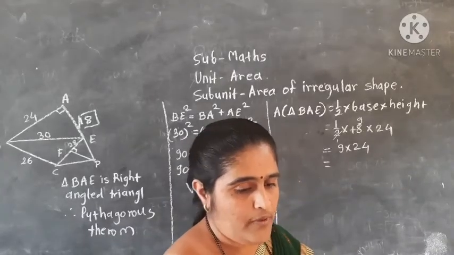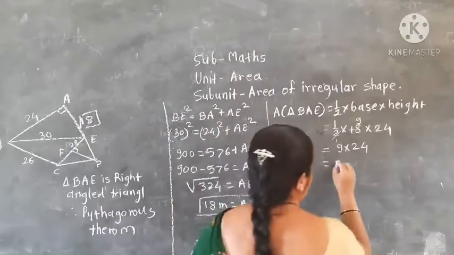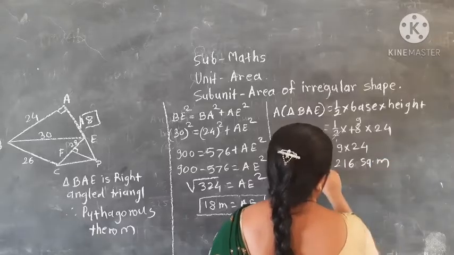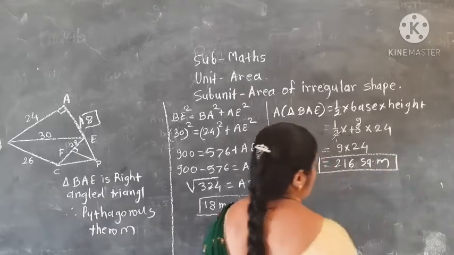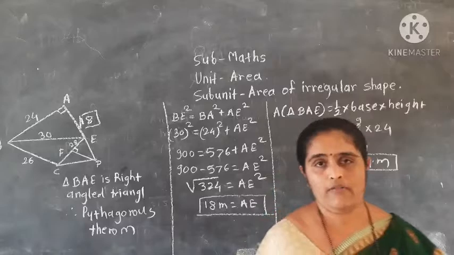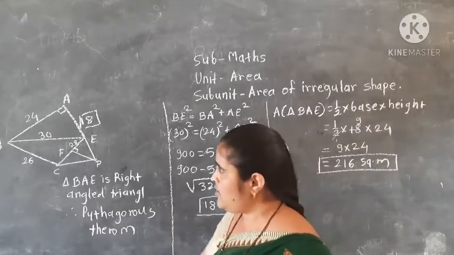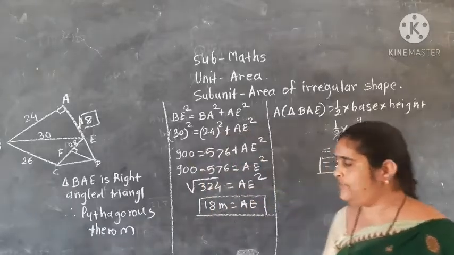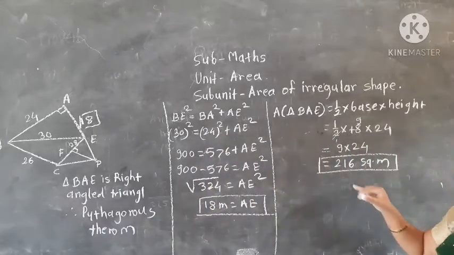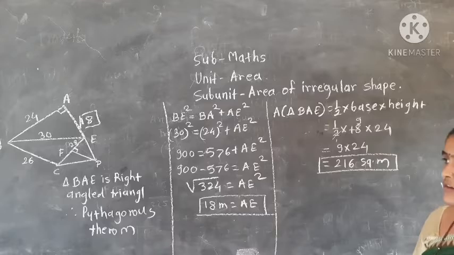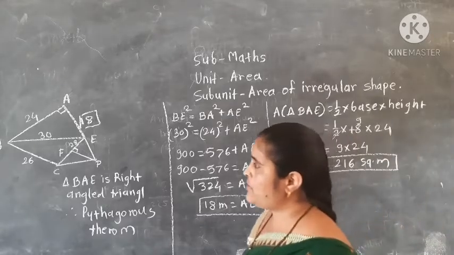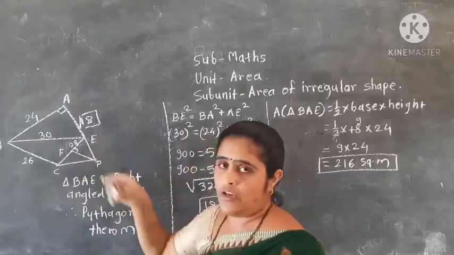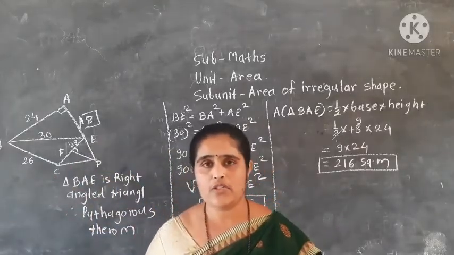Our answer will be 216 square meter. We have to calculate the area of triangle AEB, and the value of this triangle is 216 square meter. After that, we have to calculate the area of triangle BCE with the help of Hero's formula.